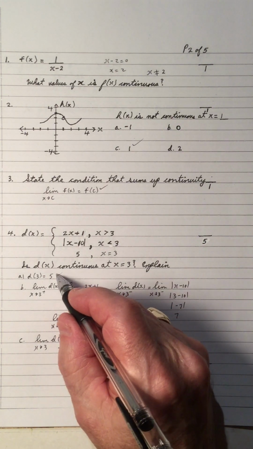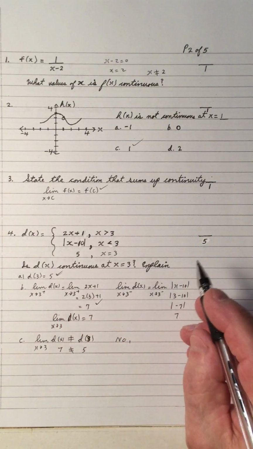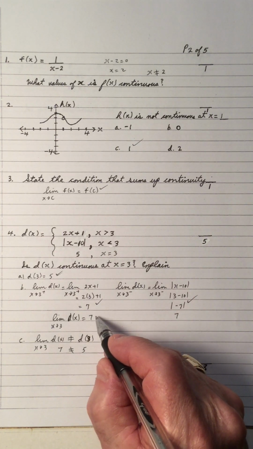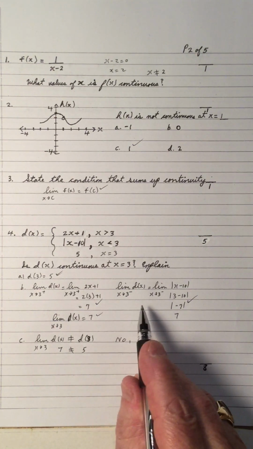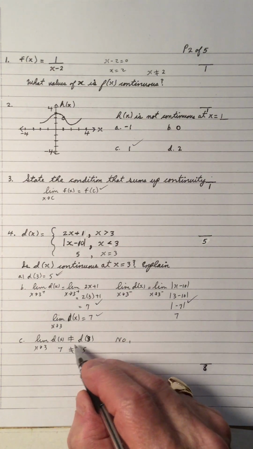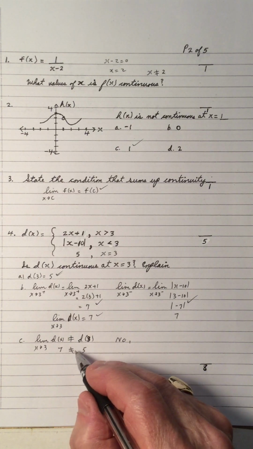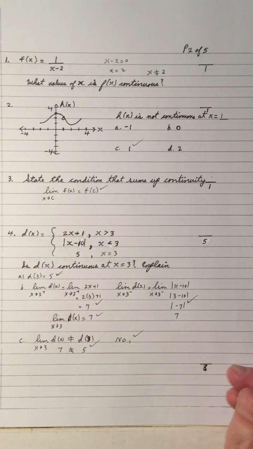If you have this, give yourself a mark. If you have the right side, give yourself a mark. If you have the left side, give yourself a mark. And if you came up with both 7, that's a mark for each of those. And if you said that the limit as it approaches 3 is not equal to d of 3, give yourself a mark. And if you say no, give yourself a mark.